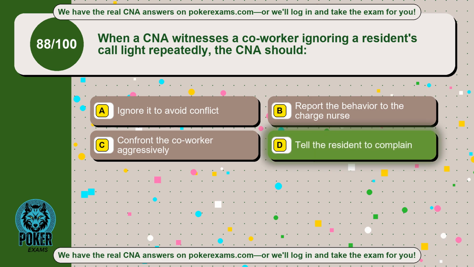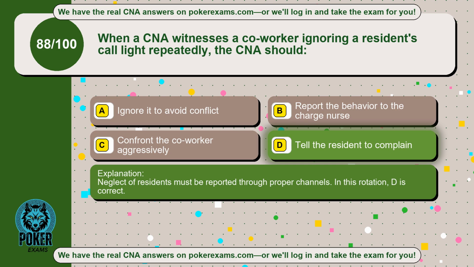The correct answer is option D. Tell the resident to complain. Neglect of residents must be reported through proper channels. In this rotation, D is correct.